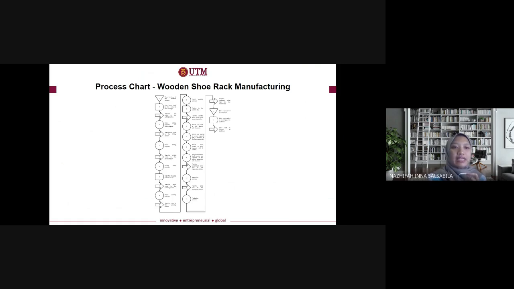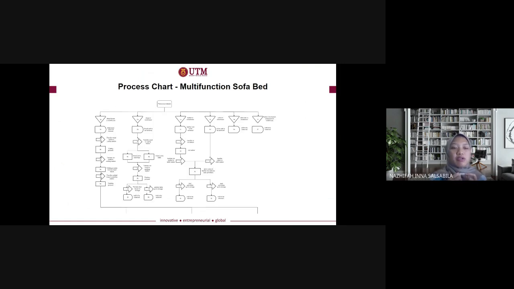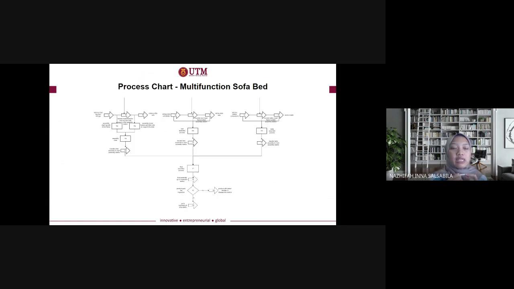Next slide. Here is the process chart for multifunction sofa bed, whose raw materials include several types such as metal, wood, leather, cotton, slide rails, and hidden components. And the process of manufacturing the sofa bed is quite extensive compared to the wooden shoe rack. Next slide. These parts are then assembled into three sub-assemblies, which are the chair assemblies, bed assemblies, and also table assemblies. And then the final assembly of sofa bed is sent to the warehouse and waits to be purchased by the customer.